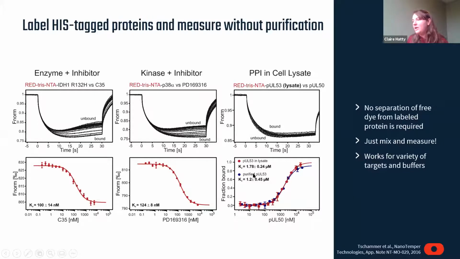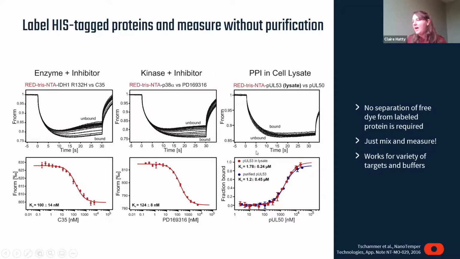First, we have the purified target protein that's been labeled with the his tag, and then the other protein, the PUL50, has been titrated. So we see in the blue the binding between the two purified components with a KD of 1.2 micromolar. But then also the target protein, the PUL53, has been labeled directly in lysate. So with the his tag labeling, you can actually label directly in lysate if your his tagged protein is the only his tagged thing that's in there.